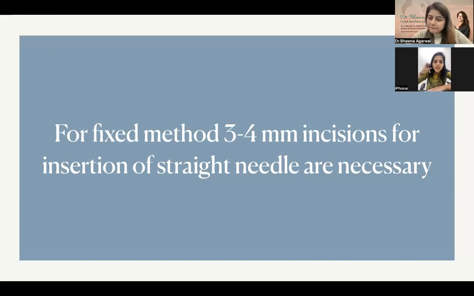So for bidirectional, there is no anchoring point. For unidirectional, there are vectors and there is my anchoring point. Usually we cannot reach the bone, but there is a tough fascia. Fascia acts as the anchoring point. So wherever the fascia is strong and tough, that point acts as the anchoring point. That means the entire thread will be hanging from that point downwards, and it will be creating a unidirectional lift. Okay. So for fixed methods, 3 to 4 incisions for insertion of a straight needle. This is different, this is surgical.